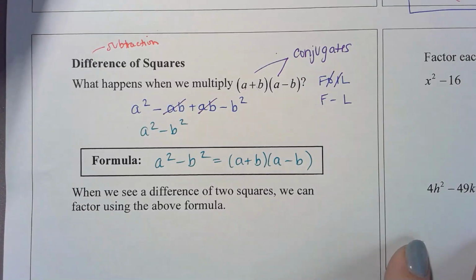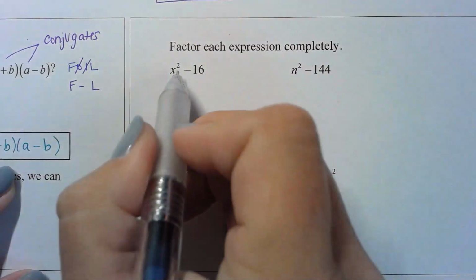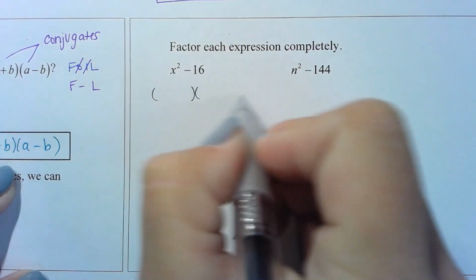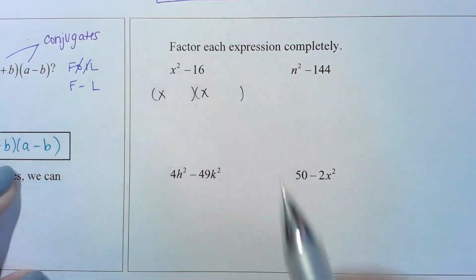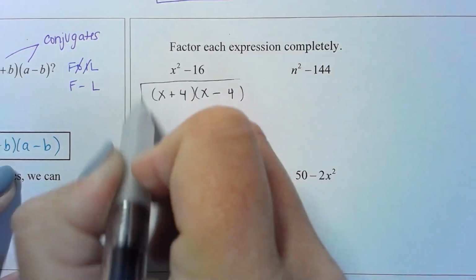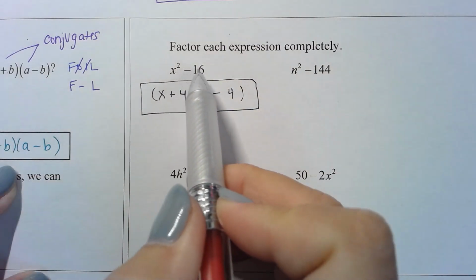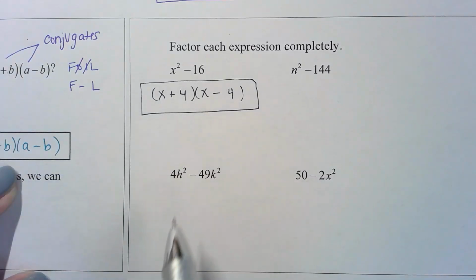All right, so let's take a look at these right here. So I have x squared minus 16. Oh, that's a perfect square. That's a perfect square, which means I should be able to factor it into two binomials. The square root of x squared is x. The square root of 16 is 4. We put a plus between them, we put a minus between them. And that should be factored. Remember, when we factor something, we're trying to turn it into multiplication. So instead of this minus this, I now have something times something. That's our goal.